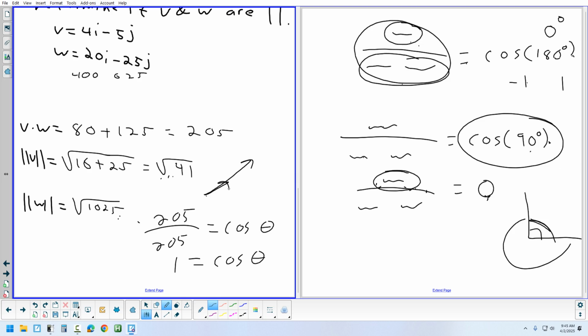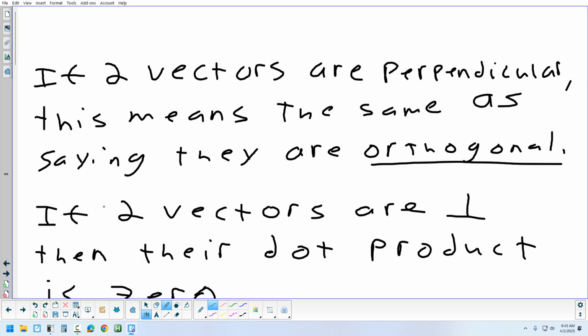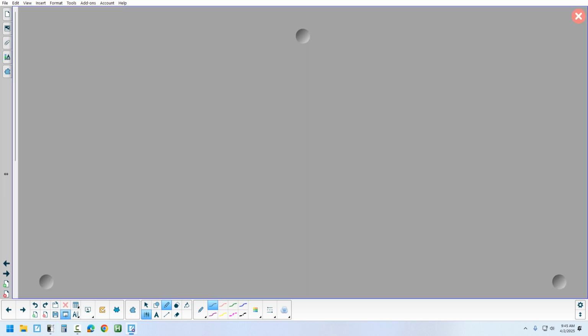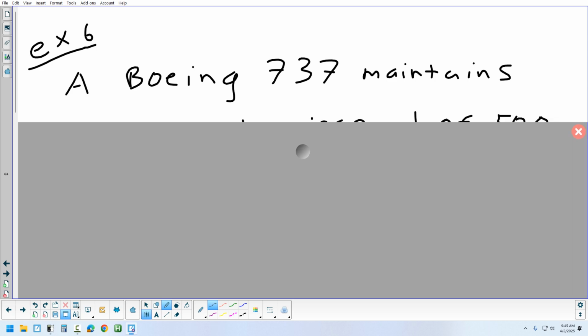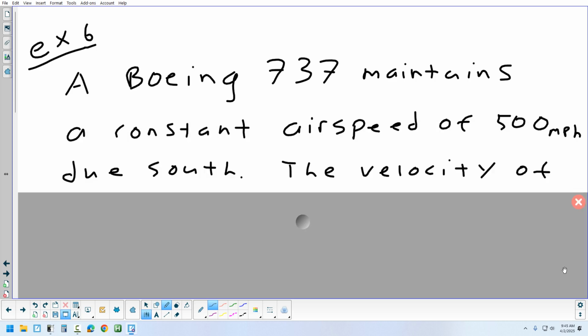All right, so the last question is going to be about an airplane. First, one thing that's important to understand about airplanes is the difference between ground speed and air speed. They're not the same necessarily.